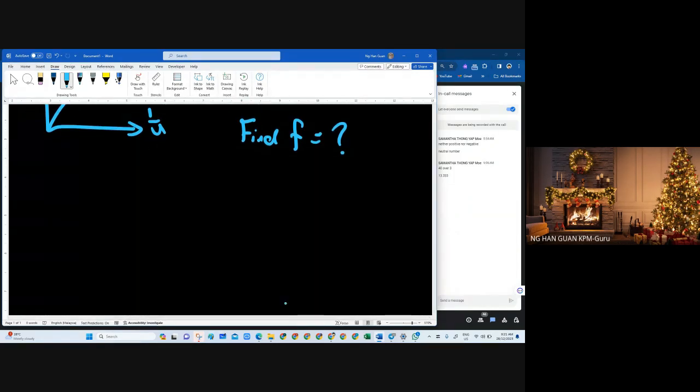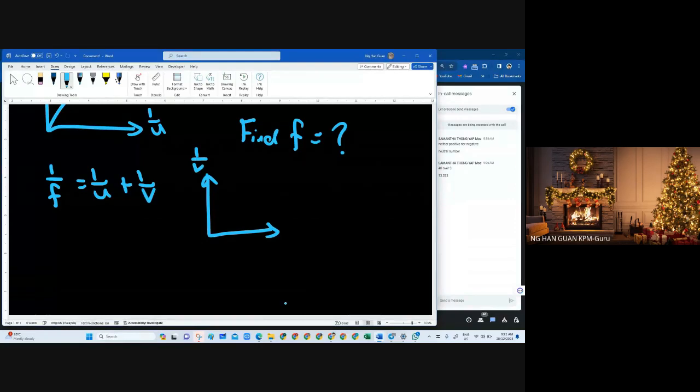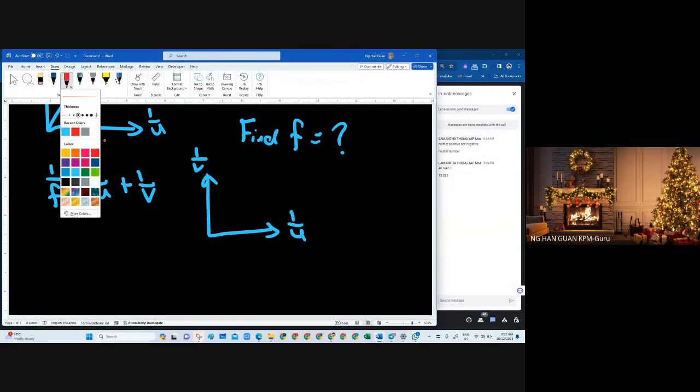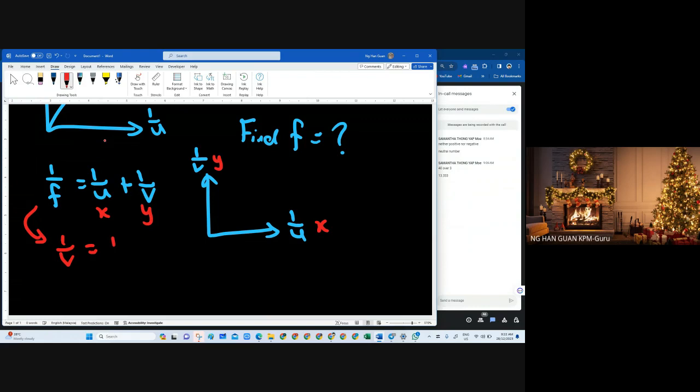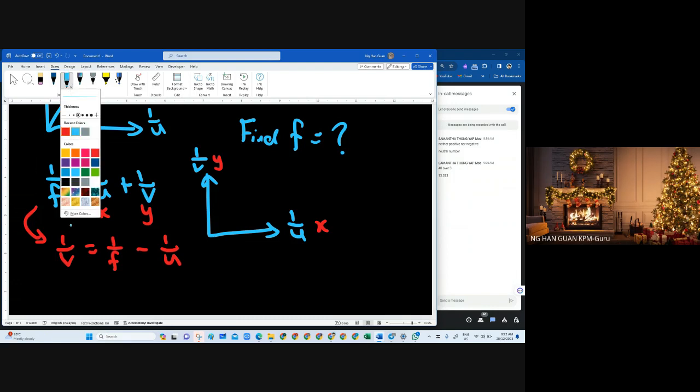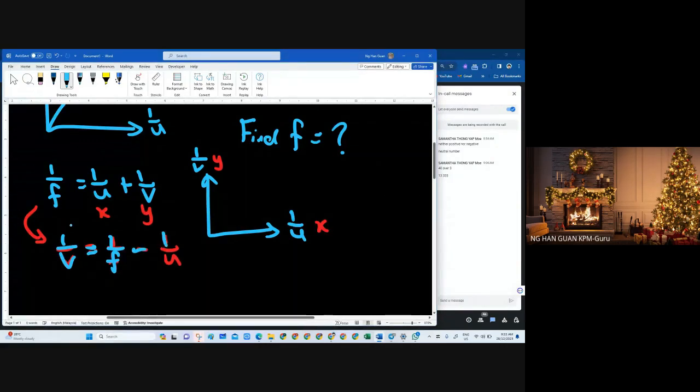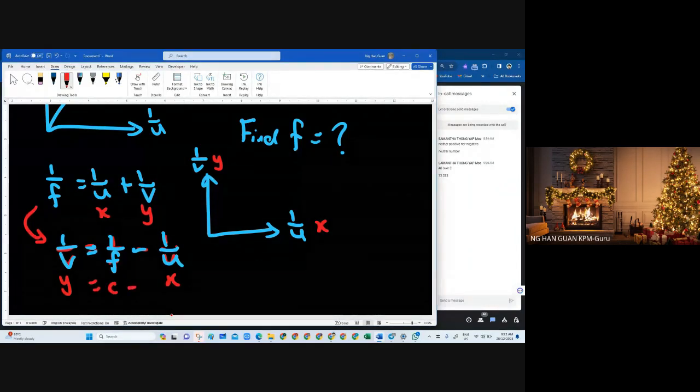So you see, if you follow the lens equations here, try to derive it with the graph of 1 over V against 1 over U. So this is your y-axis, this is your x-axis. So imagine that this is your y, this is your x. According to this, if we rearrange the equation, 1 over V equals 1 over F minus 1 over U. So this is your Y, this is your X. Then the equation is still in what form? It's y = c - mx.